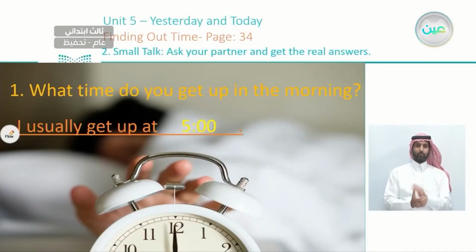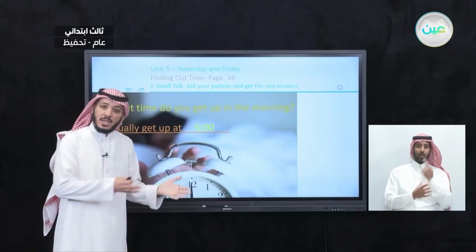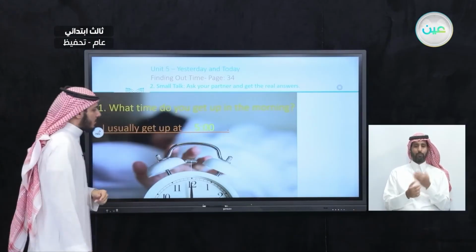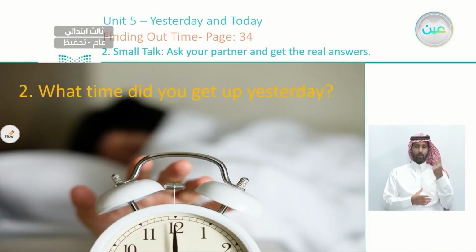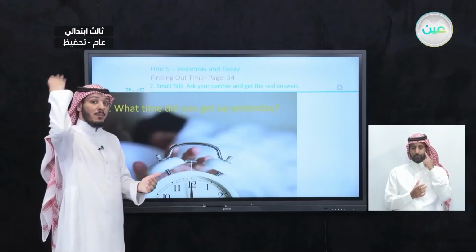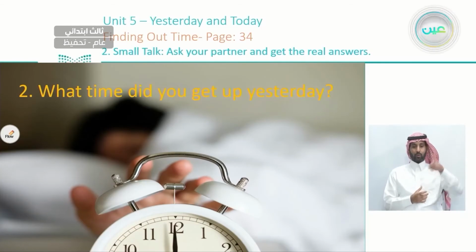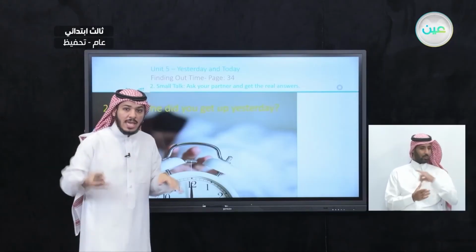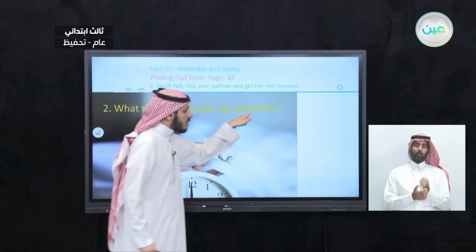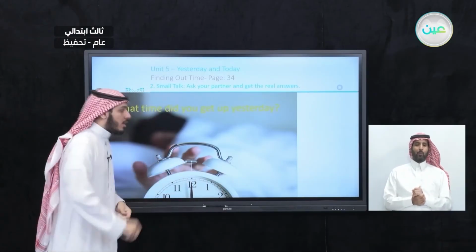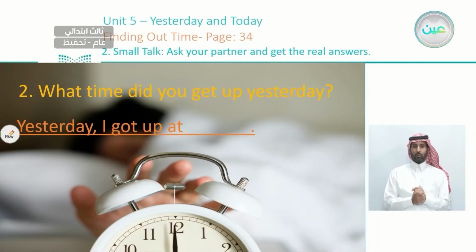So, I usually get up at, then choose any time. For example, at 5. Why? Because I want to pray al-Fajr. So I usually get up at 5 o'clock. Excellent. Now, number 2: what time did you get up yesterday? Did means in the past, not usually. Yesterday, not today, yesterday. So what time did you get up yesterday? You will say, yesterday I got up, not get up.